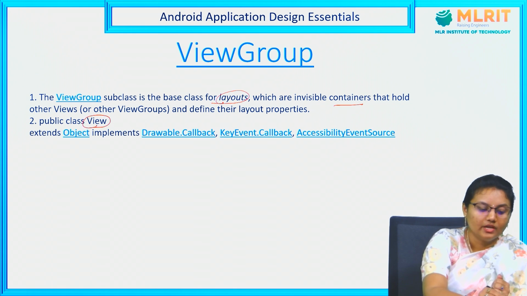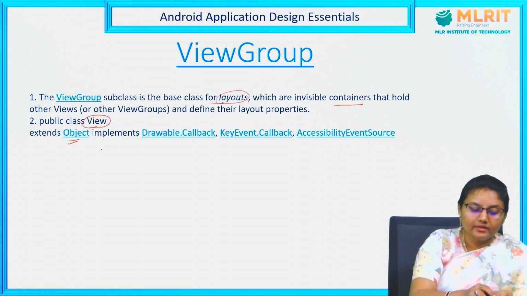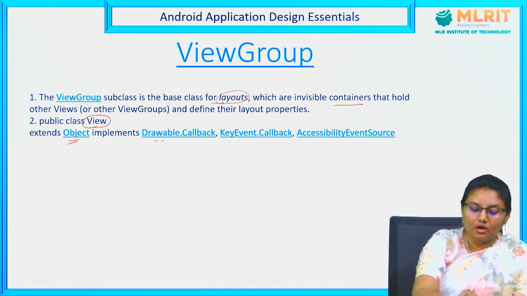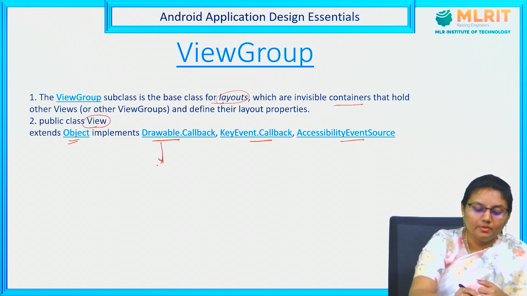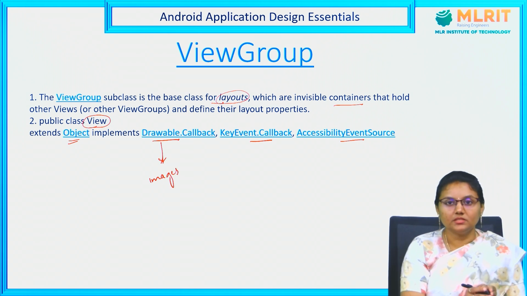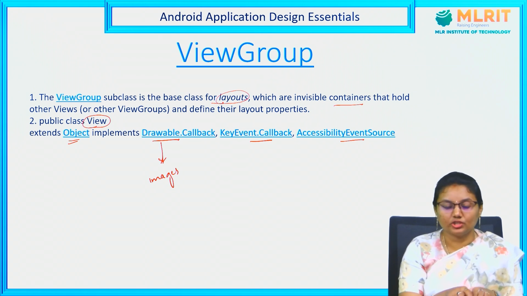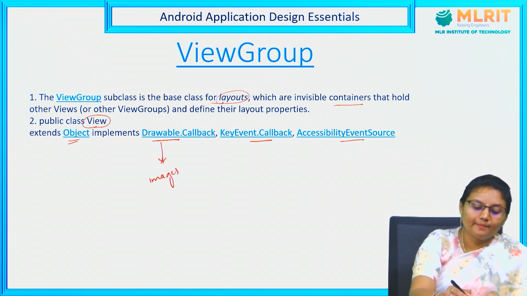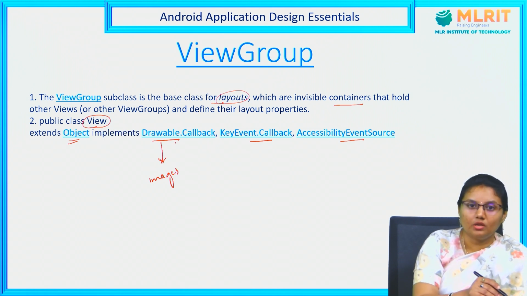Public class View extends Object, and it implements whatever objects you want to define, as it takes the hierarchies of all the objects. So it is taking Drawable.Callback, KeyEvent.Callback, AccessibilityEventSource. These are basic examples that I'm giving. Drawable is just to take the images, just to define images, say a background, or some image that has to be displayed in the application. In such cases you use a drawable. So the View class is using these Drawable.Callback properties.